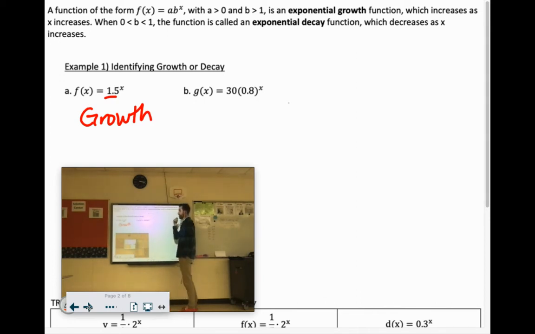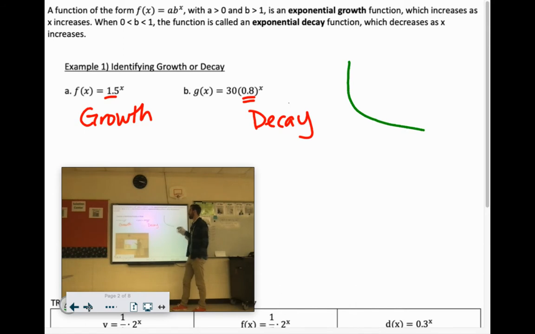Now this one, the number with the exponent is 0.8, which is less than 1, so that would show exponential decay, which we're going to graph some of these in a little bit, but the graph for exponential decay just swoops down into the right, like that. It just drops off pretty quick.